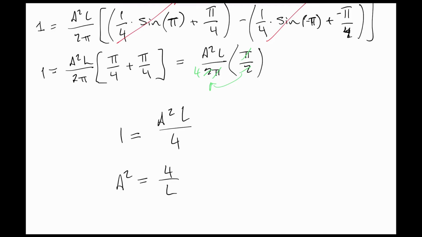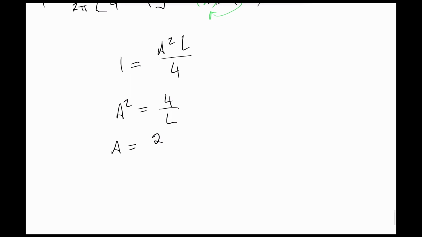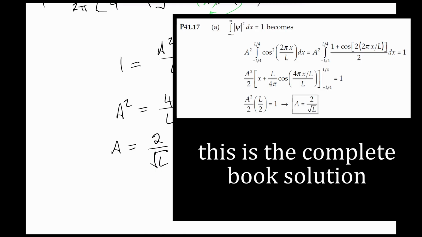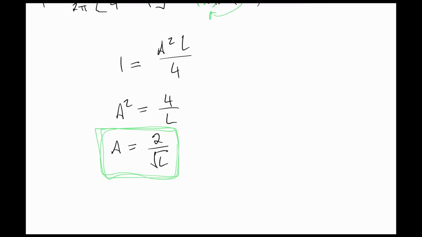Okay. Square root both sides, so we get a is equal to 2 over root L. Right. Interesting. So let me check my solutions, see if this is right. And we actually do get the right answer. So here is the right answer. It matches exactly with this one. So this is good. This is for part A.